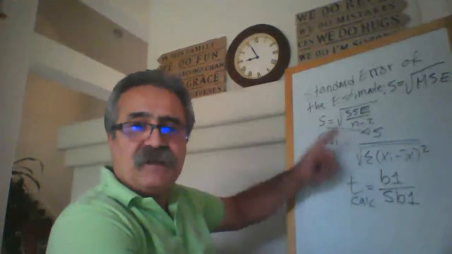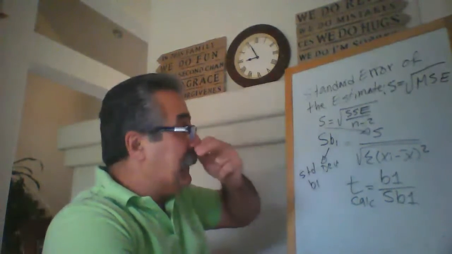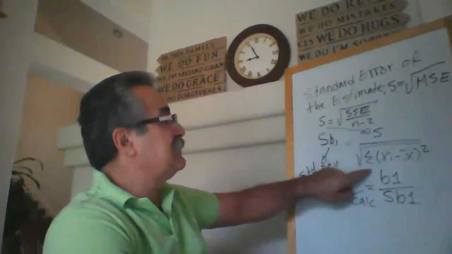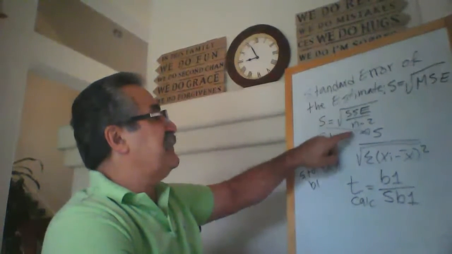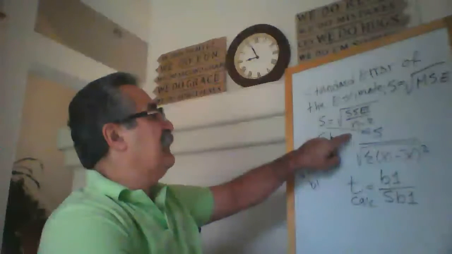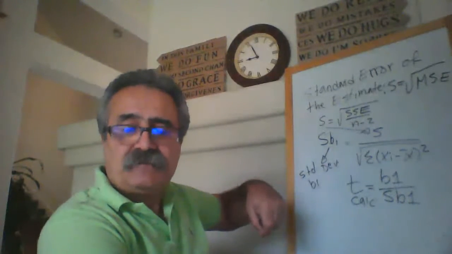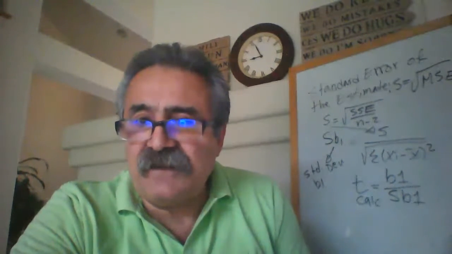B1 comes from the line equation regression that we developed. SB1 is this, equal to this. For S, that is the square root of SSE divided by n minus 2. And S squared is equal to SSE divided by n minus 2. Now, in a case like this, we're going to go ahead and do a significance test.